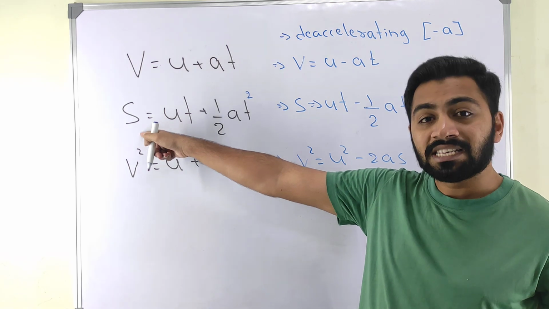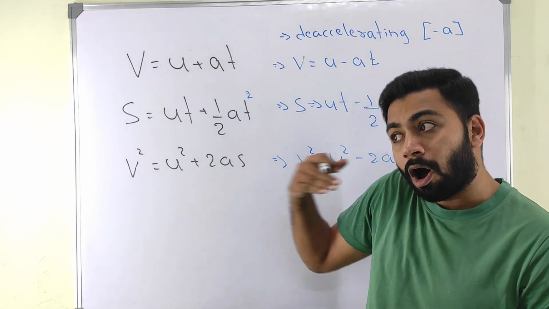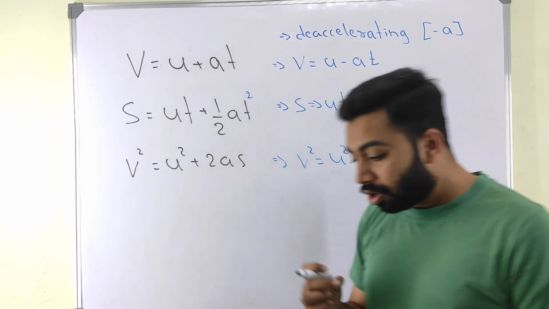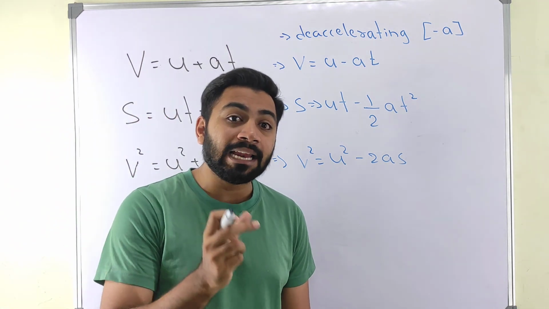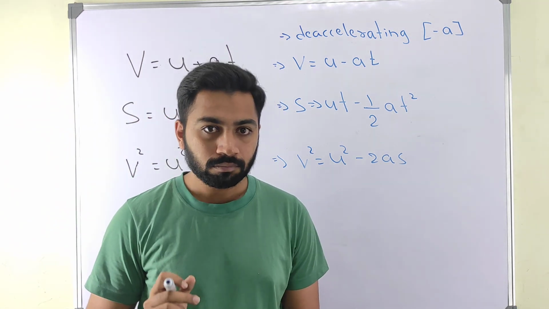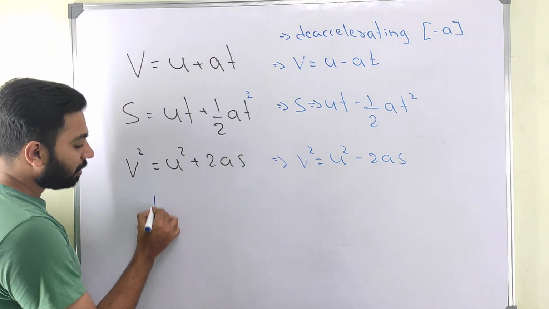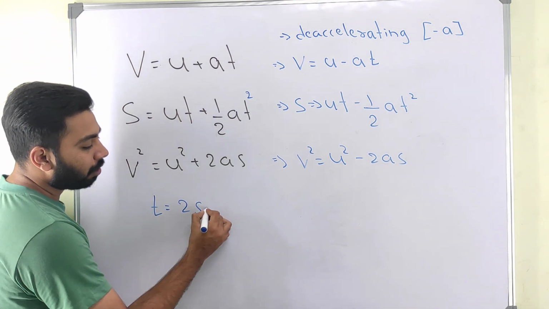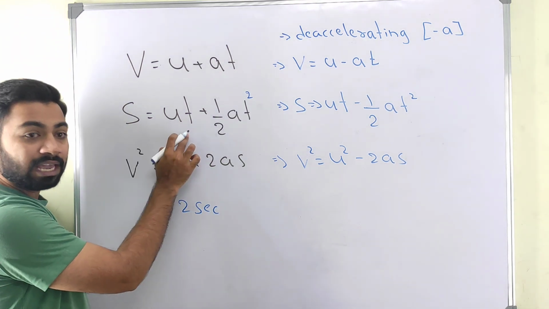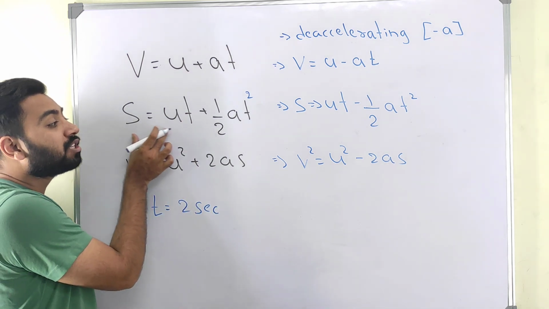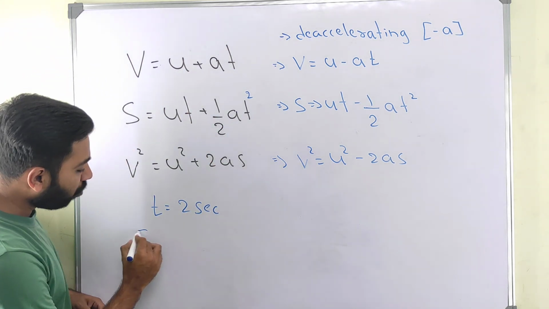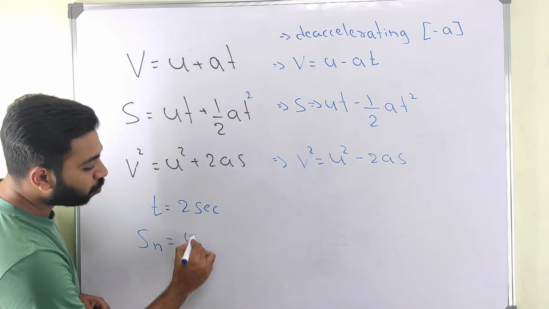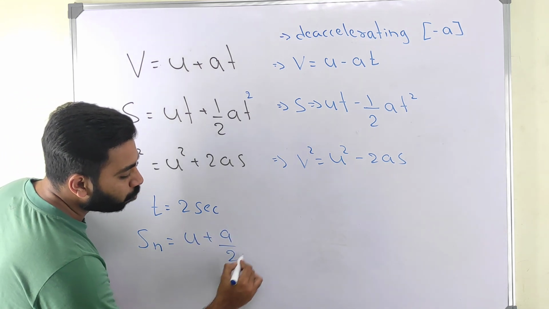See, and this distance is the distance traveled by the particle over all the time. There is one more term called S of n, which gives the distance traveled by the particle in a particular second. See, for example, if I say t is equal to 2 seconds, this formula says how much distance it has traveled in 2 seconds.